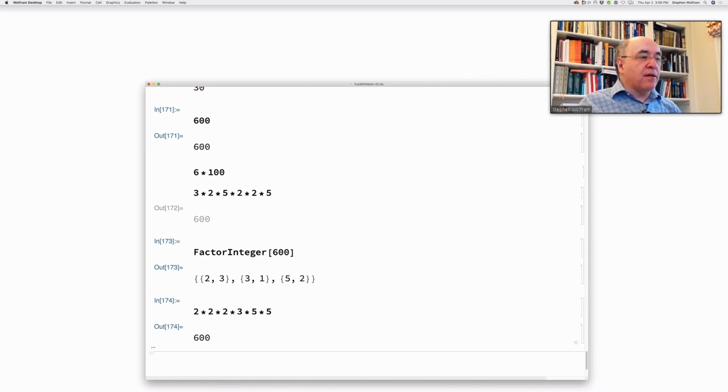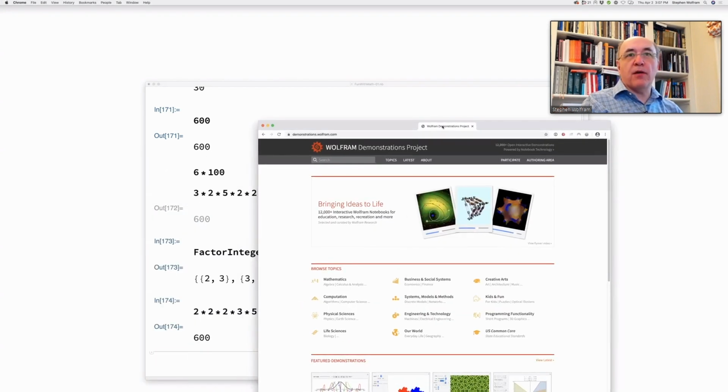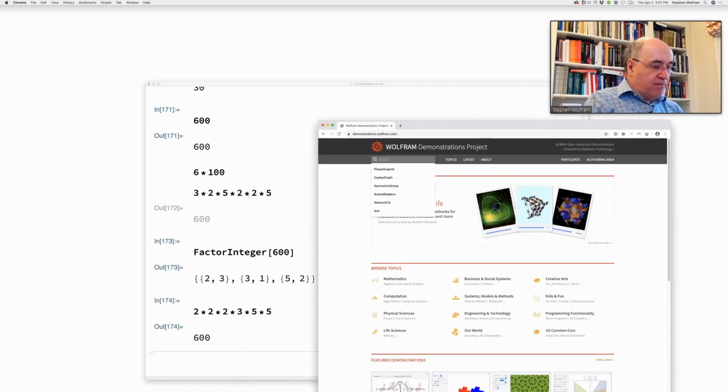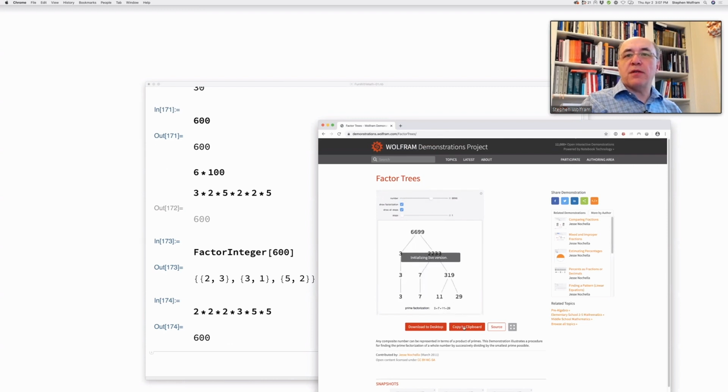Let's see. Somebody asked, let me see whether I can find for you an example of how this works. I think we've probably got one here. Let's see, factor tree. Let's see whether that gives us something useful. Yeah, that seems useful. All right, let's see what this looks like.